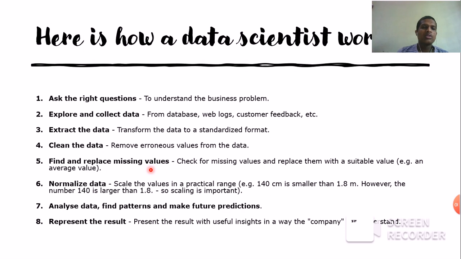Normalize data: he should scale the values to a practical range. For example, 140 centimeters is smaller than 1.8 meters, however the number 140 is larger than 1.8. So scaling is important, and you should bring the values to the same units. Then analyzing the data, finding patterns and making future predictions, and then representing the result.